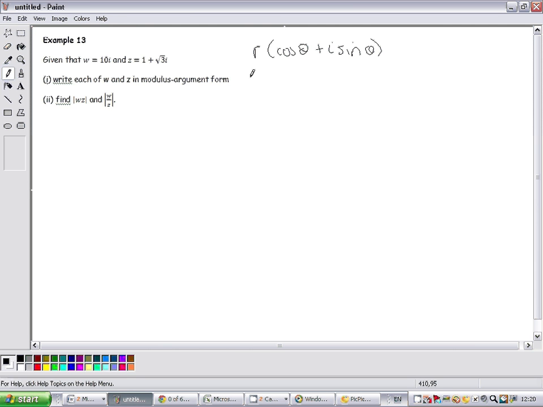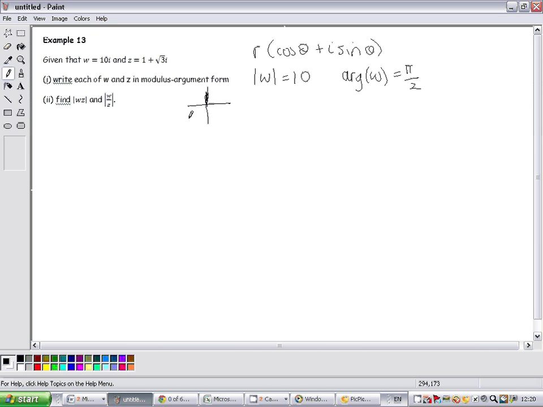So the first one's pretty straightforward. The modulus of W, well, it's 10i, that means 10 vertically upwards, so its modulus is just 10. And then the argument of W, well, if it's vertically upwards, if you imagine it plotted on some axes, 10i would be up here, and so that means we've got an angle of 90 degrees, which we'd write as pi over 2.